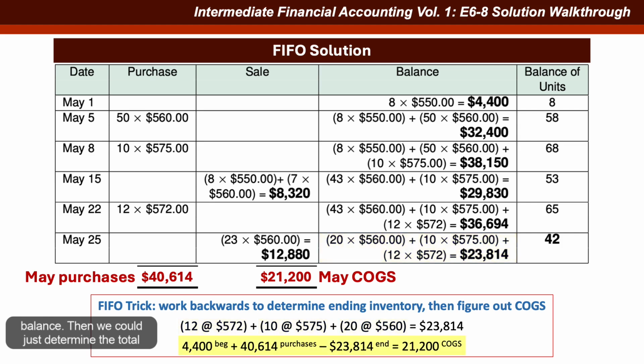Then we could just determine the total cost of goods sold by taking the $4,400 beginning inventory plus the $40,614 of purchases minus the $23,814 ending balance to give us the total cost of goods sold of $21,200. If we needed to determine what the cost of goods sold was on each of the individual days of sale, then this wouldn't work, and we'd have to work from the top down as we did originally. And that's it. The problem is solved.